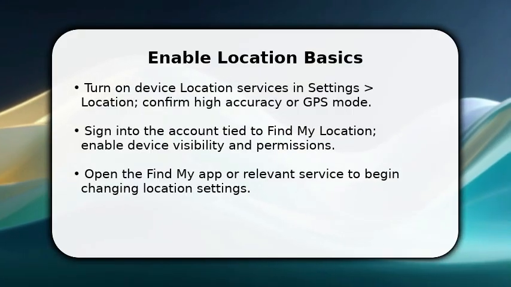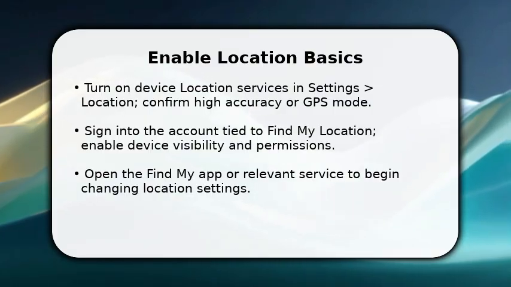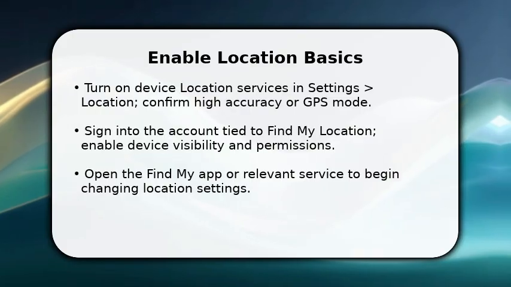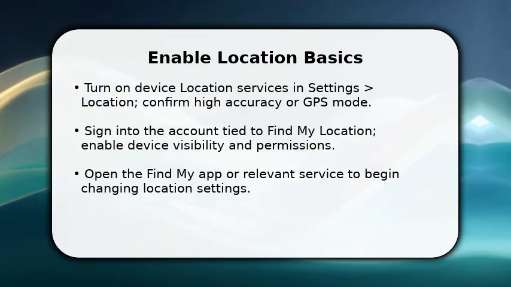You start by enabling core services so changes take effect. Open Settings and turn on Location. Choose High Accuracy or GPS for precision.